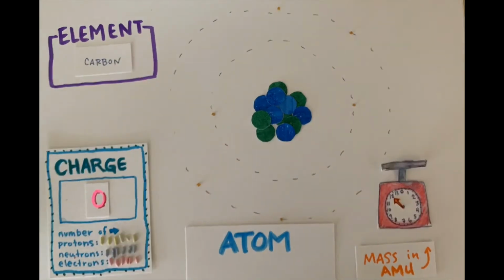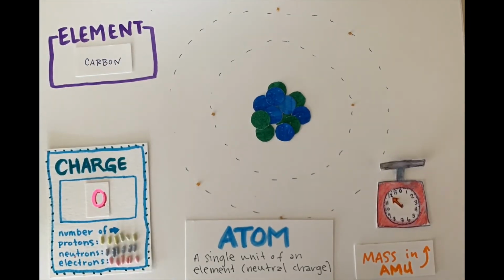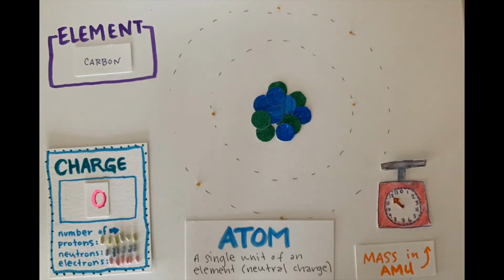This is what we call an atom. It has the nucleus in the center and it's surrounded by electrons. We also think of atoms as being neutrally charged, meaning that they have a charge of 0.